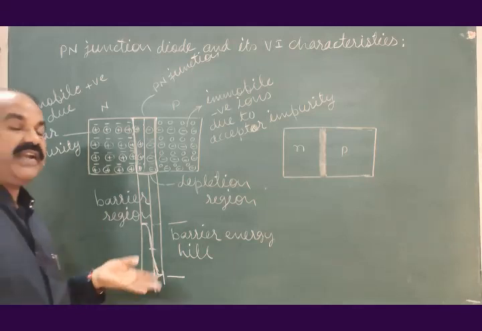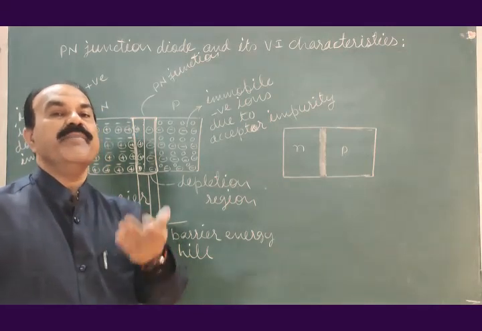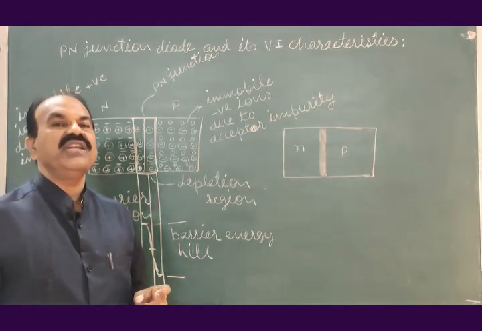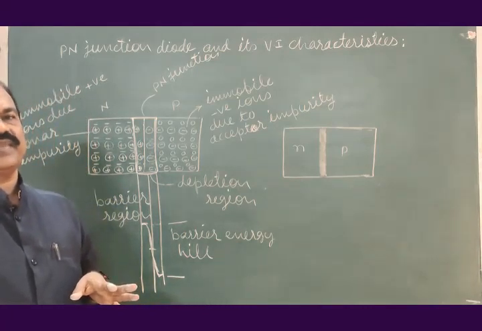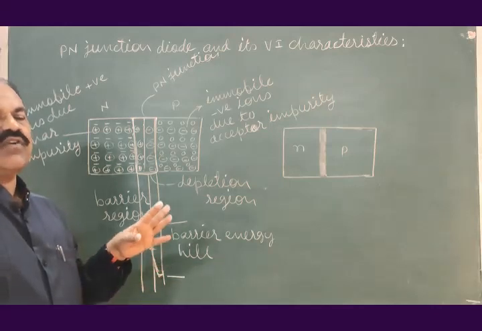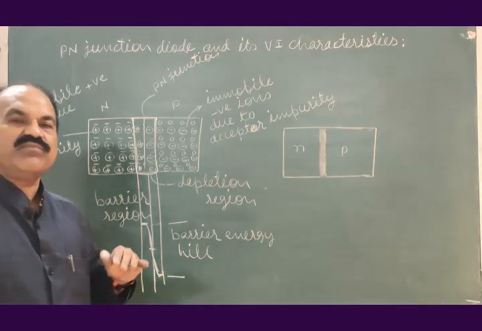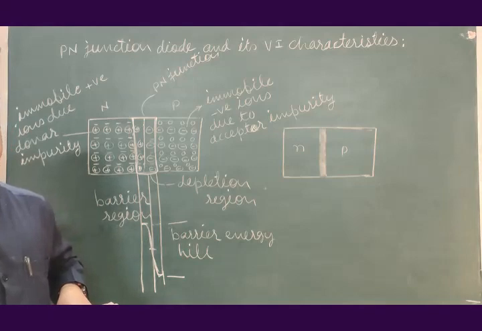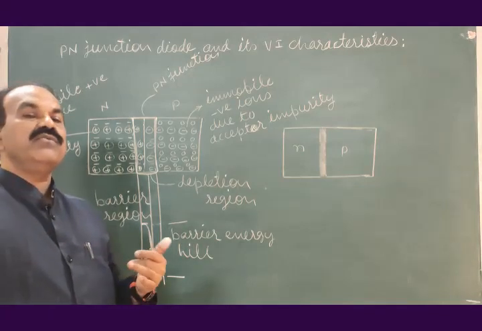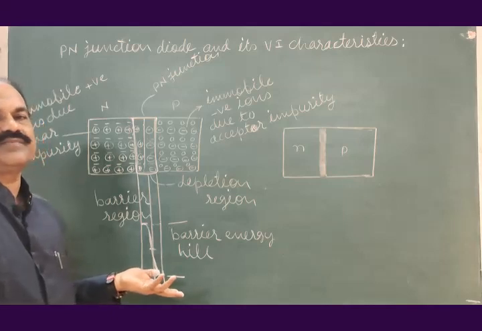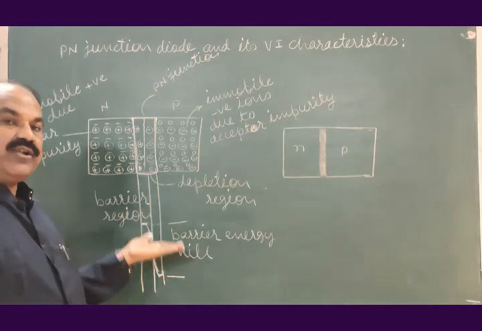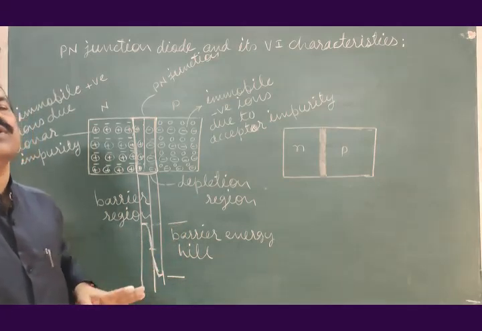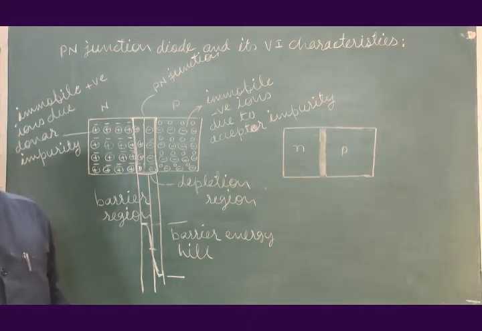The potential provided for this purpose is known as barrier potential. So, we need to apply a potential equal to the barrier potential, and only then is further motion of electrons from the n to p side and holes from the p to n side possible. If we do not provide energy equal to this potential barrier, the height of the energy hill, there is no further motion of these free charge carriers.